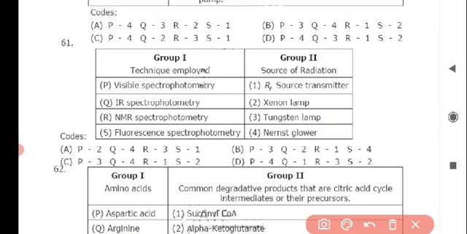Next question, in this first column contains technique employed while the second column contains sources of radiation. So for this visible spectrophotometry the correct answer is option 3, tungsten lamp. For IR spectrophotometry the correct option is option 4, Nernst Glower. For NMR spectroscopy the correct option is RF source transmitter, while for fluorescence spectrophotometry the correct answer is option 2, xenon lamp. So the correct answer for this is option C.